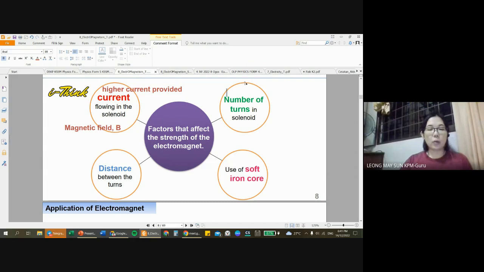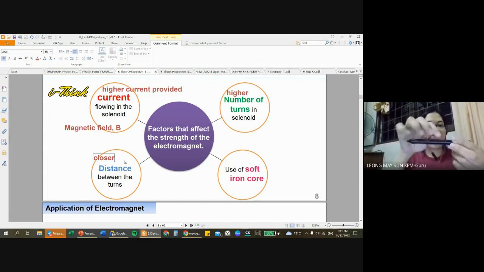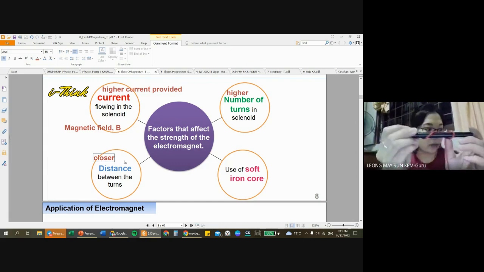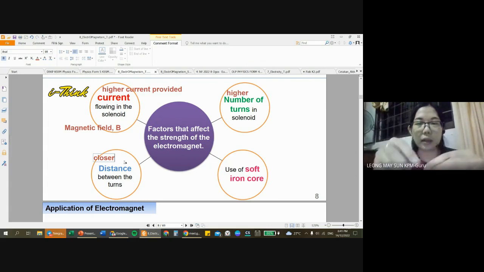Then for number of turns, also the same. The higher the number of turns, the stronger the electromagnet. Then the distance between the turns is supposed to be closer. What does closer distance mean? Let's just say, for example, if you can see my screen right now, if I coil the solenoid like this, you can see that the turns are quite far away from each other. But if we get them close next to each other like this, coiling the wire closely packed like this will actually increase the strength of the electromagnet.